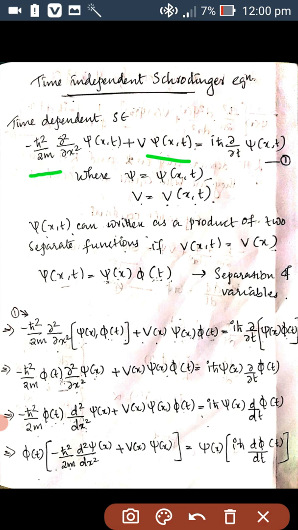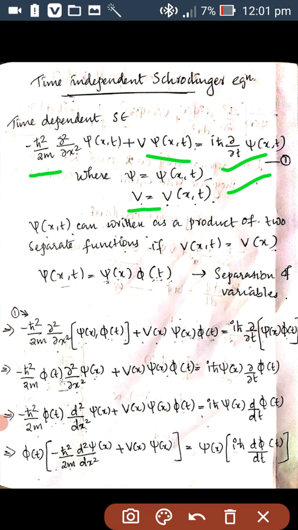ψ, where ψ is the wave function and it depends on both position and time, that is ψ is equal to ψ(x,t), and V is the potential, it depends on position and time, that is V is equal to V(x,t).